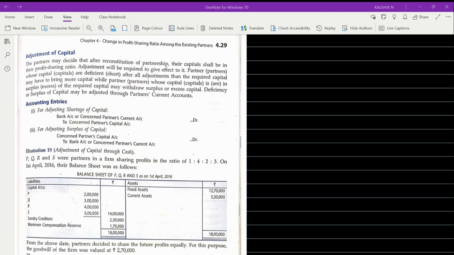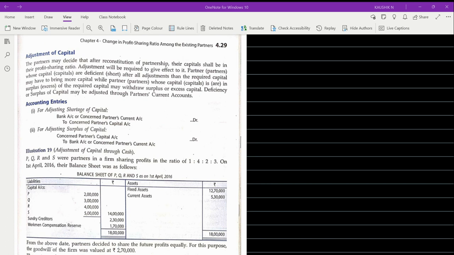And here the partners will come to a conclusion whether there is a shortage or a surplus in the capital balance, and whether it should be withdrawn or deposited. That means if I have a shortage in my required capital, I should bring the difference in. On the other hand, if I have more capital than required, then I can withdraw the balance portion which is not required. So this is the ultimate objective of the concept of adjustment of capital.